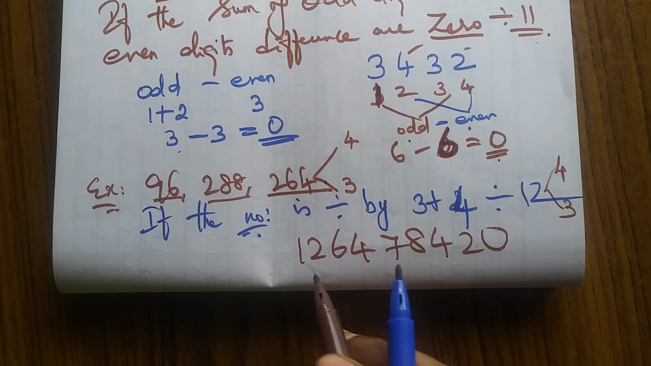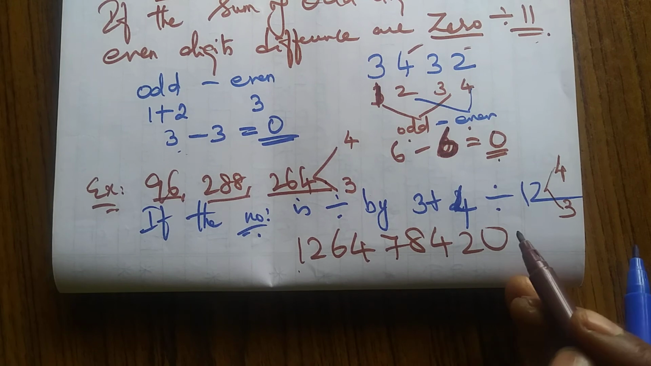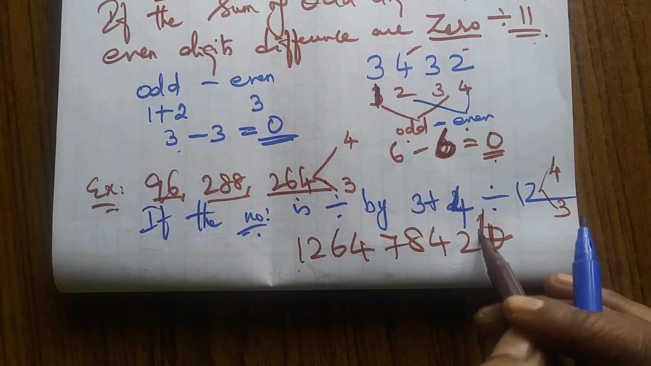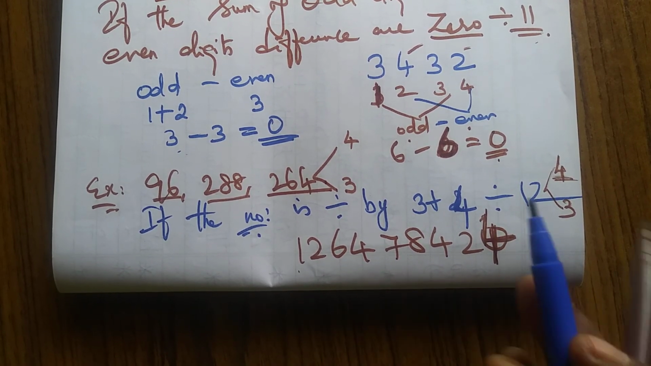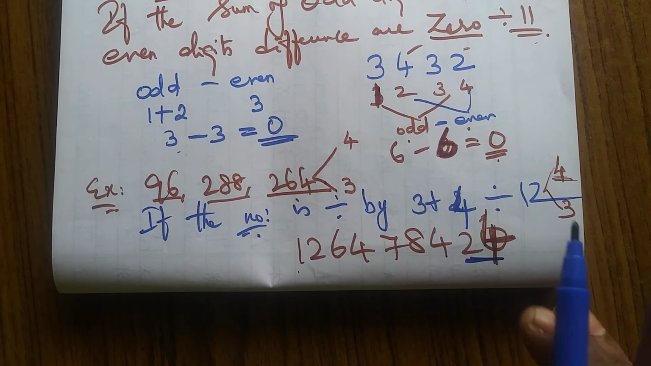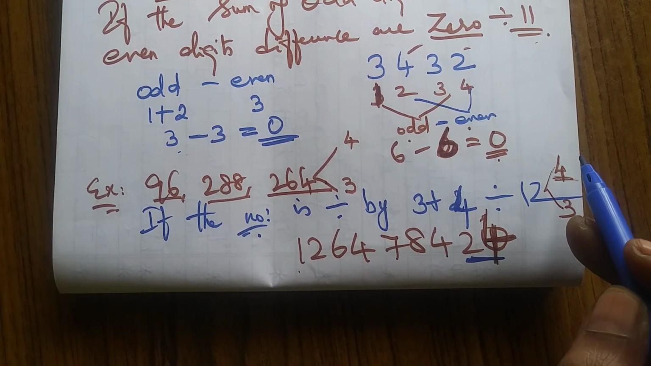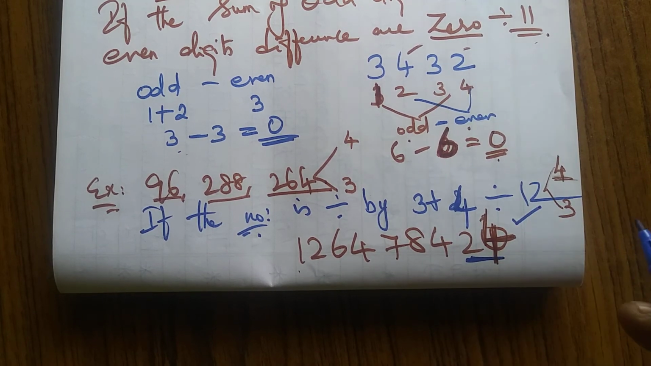Simply, first you have to check whether this number is divisible by 4 or not. You should check the last two digits. The last two digits are 24. So 24 has a factor of 4. 6 fours are 24. So it goes in the 4 table, satisfied.